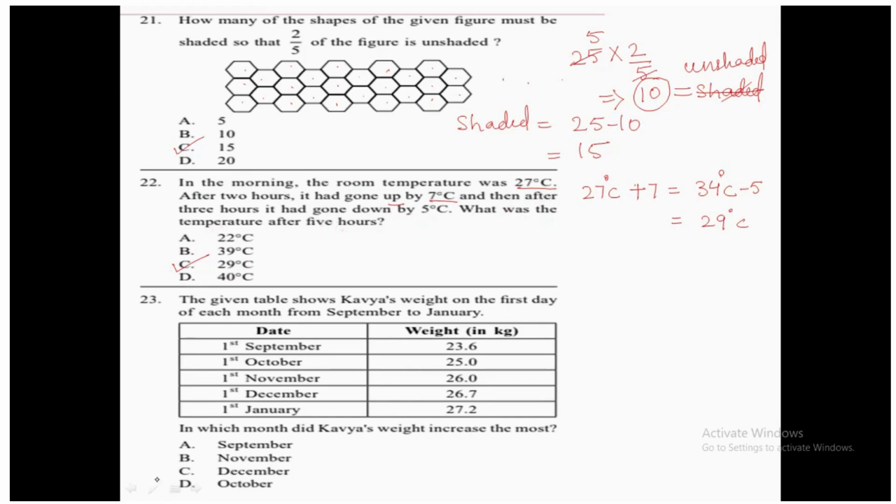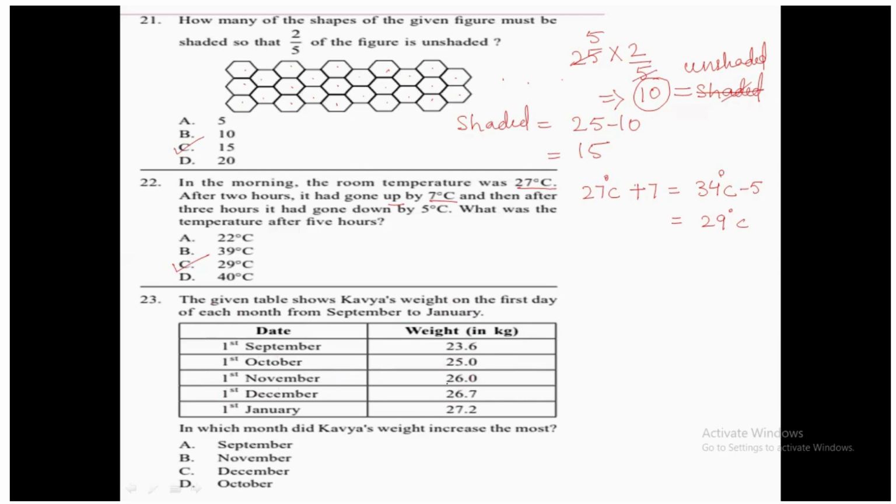The next question says the given table shows Kavya's weight on the first day of each month from September to January. On 1st September, her weight is 23.6. On 1st October, her weight is 25.0. On 1st November, it is 26.0. On 1st December, it is 26.7. On 1st January, it is 27.2.